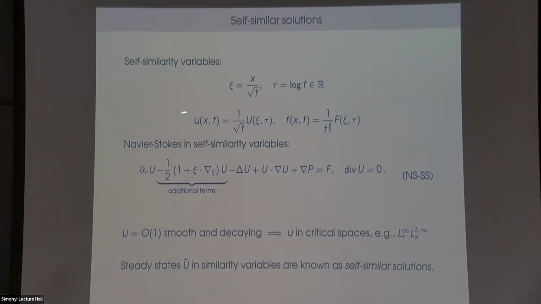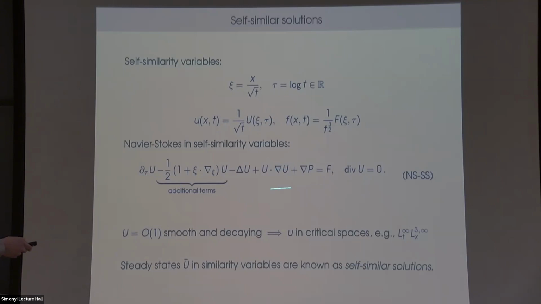So you can rewrite Navier-Stokes in the new variables. And when you do so, you've essentially done nothing. Maybe you don't have any new insights. What you do find, though, is that in the new variables, the functions capital U, capital F, solve an autonomous system.